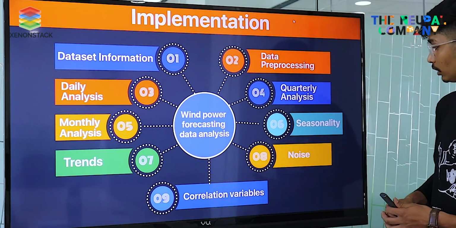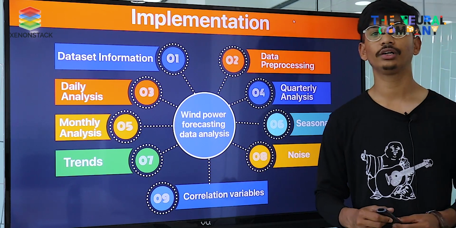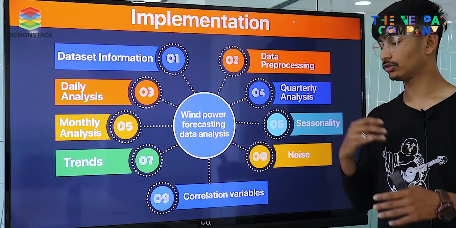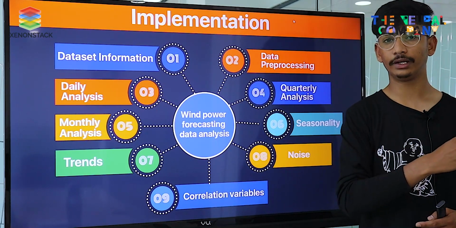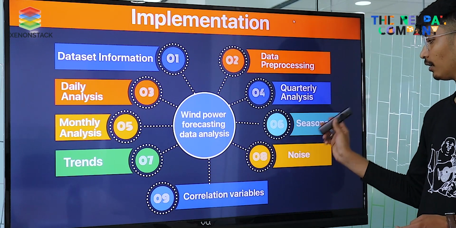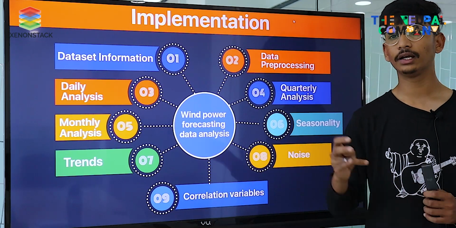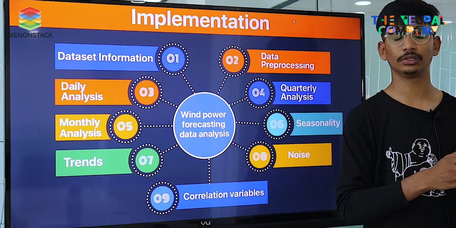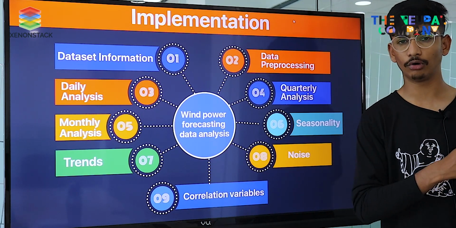Now let's talk about seasonality. I've also checked whether there is any seasonality in the data, like we talked about seasonality in the components part. The same applies here. We have checked the seasonality, like if there is seasonality, it means the data is repeating because of some kind of season or anything.